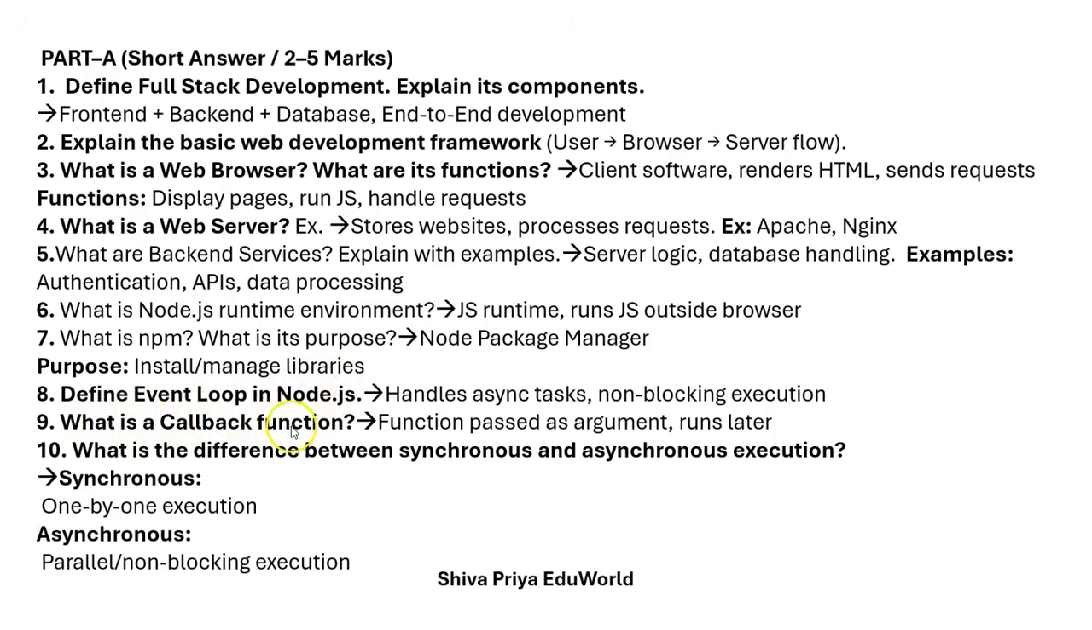And what is callback function? A function passed as an argument and run later. That is callback function. And what is the difference between asynchronous and synchronous execution? Synchronous means it is nothing but one by one execution. Execution is done one by one. Asynchronous means parallel execution, or non-blocking execution. Clear? This is all about the short and simple questions.